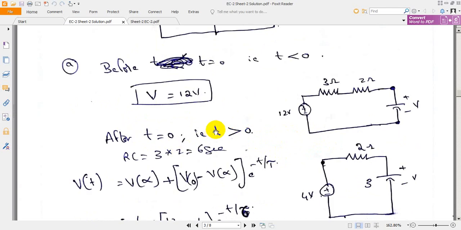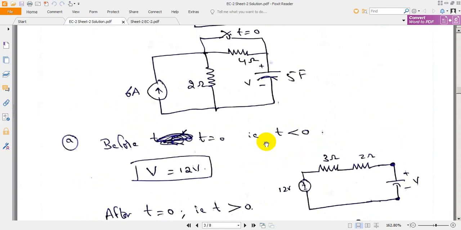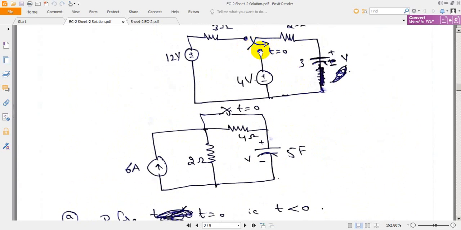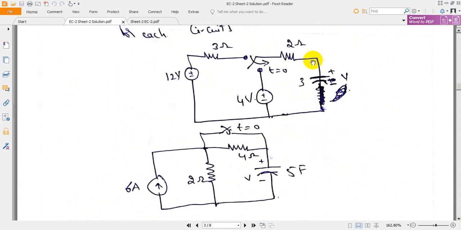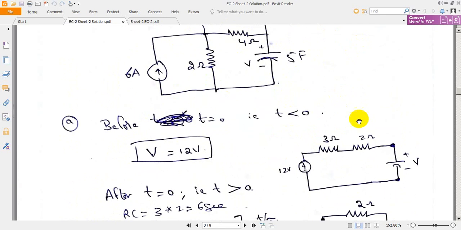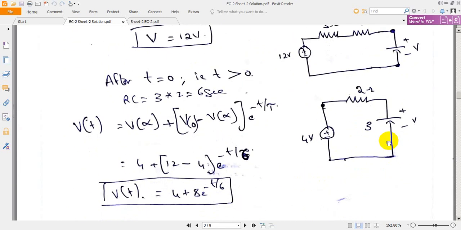After t is equal to 0, that is t greater than 0, in this circuit, the switch is connected here, and this part will be eliminated. Only this part is existing: 4, 2, 3. Under this condition, if you observe, it is an RC with a supply source, so it is a forced response or step response circuit. So V of t is the voltage across the capacitor. V of t is equal to V infinity plus V naught minus V infinity into e power minus t by tau.